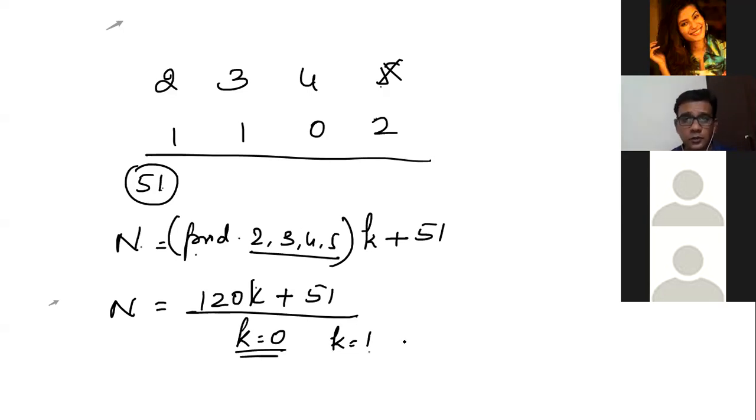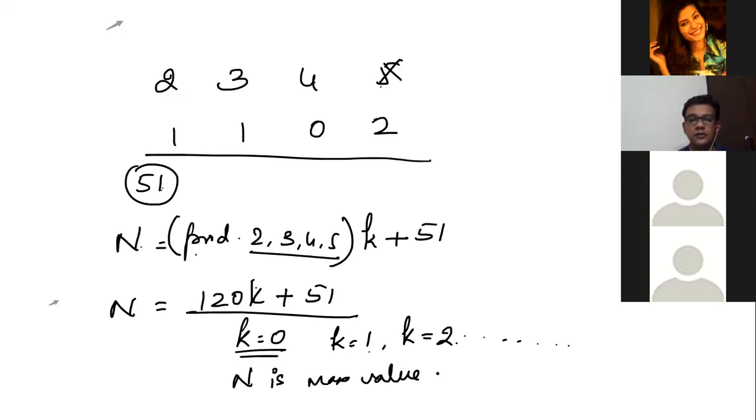If someone says what is the third smallest number, the third smallest value of K is going to be 2. So I substitute 2, and 240 plus 51, 291 becomes the third smallest number. So I can now find any such number. If someone says, okay, n is less than 500, what is the maximum value of n that can be less than 500?